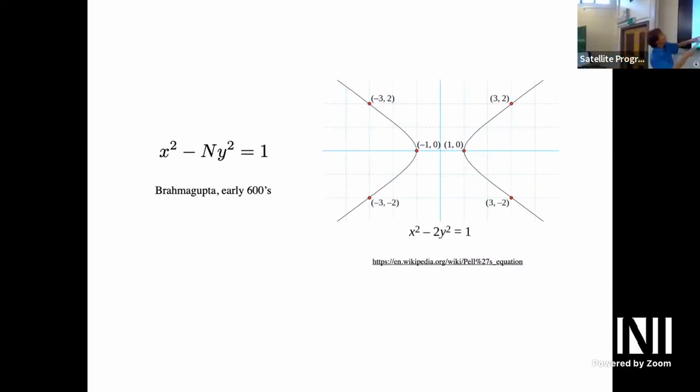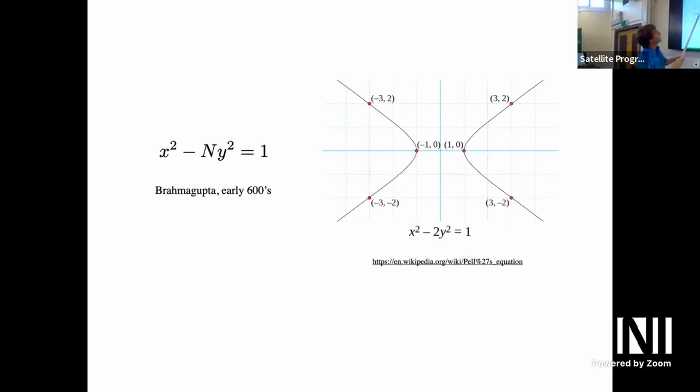So the Greeks had kind of done this too, because they realized that they couldn't really find rational solutions to x squared minus two y squared equals zero. So they put a one there effectively, and they said, now we can. And so it's kind of cool, you get approximations to the square root of two by solving that.